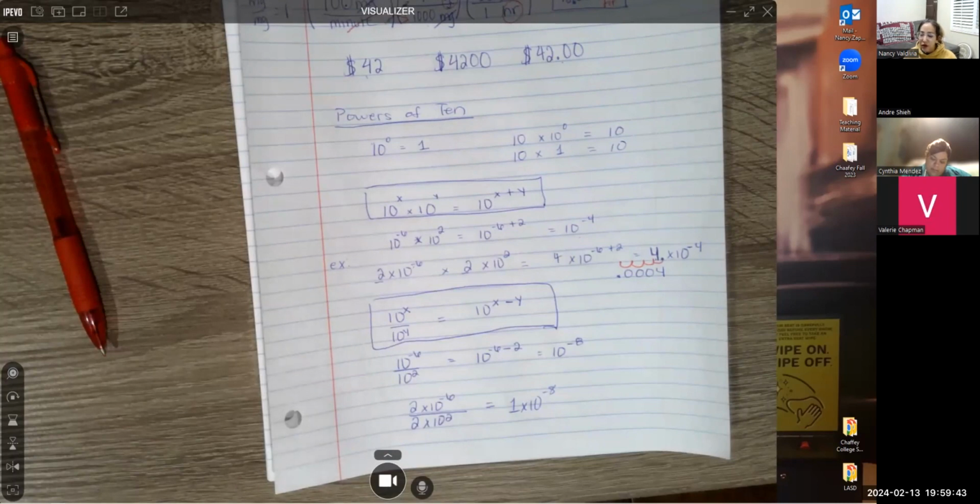So that would probably help you with any math class that you're going to take in the future as well. A little handy dandy trick.